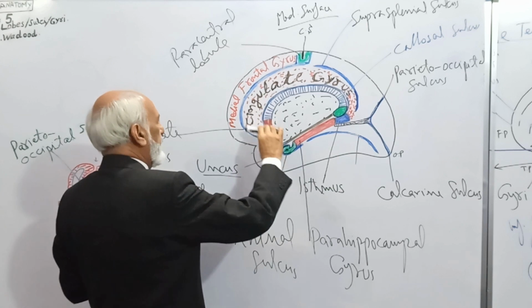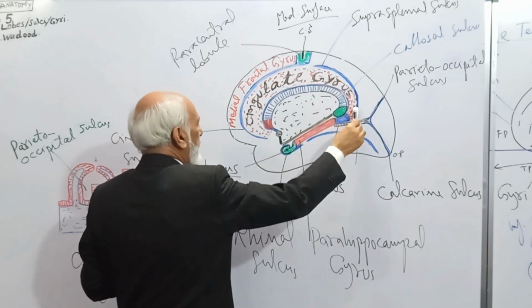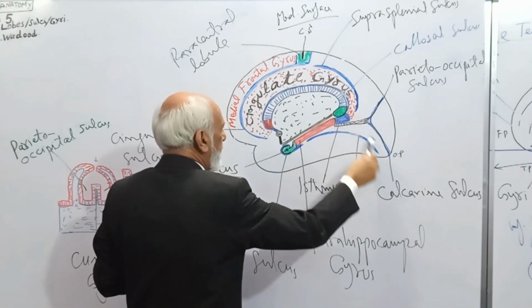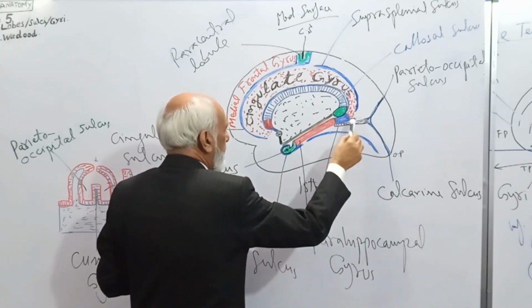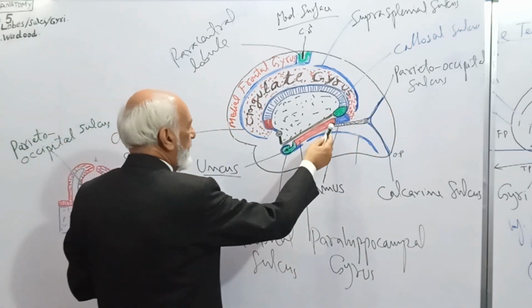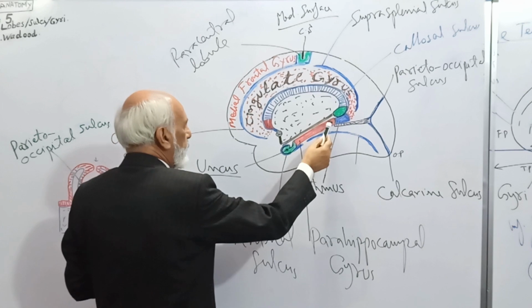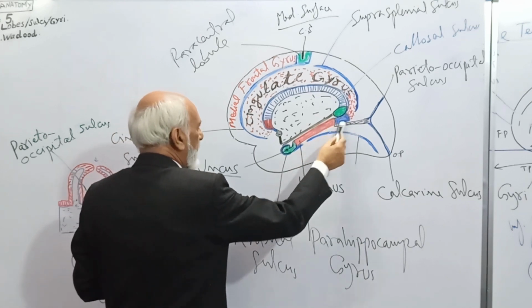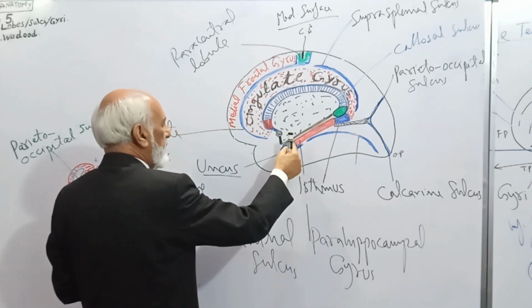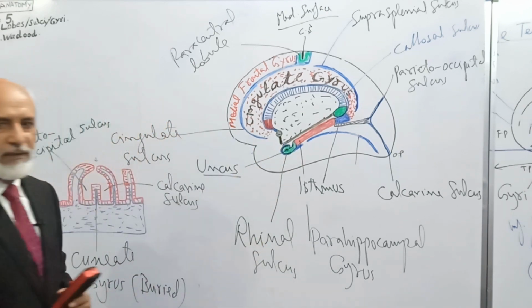The cingulate gyrus is outside bounded by cingulate sulcus and suprasplenial sulcus. The parieto-occipital sulcus and calcarine sulcus, inside they are separated by cuneate gyrus. Then the posterior end of the cingulate gyrus is continuous with the parahippocampal gyrus by a small gyrus called isthmus. And anteriorly the parahippocampal gyrus ends in a hook-shaped gyrus surrounded by a rhinal sulcus, known as the uncus.